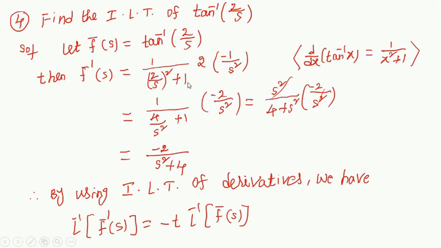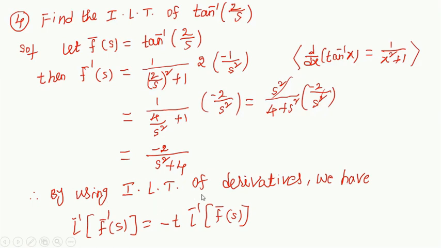So simplify this one. This is equal to 1 by (2 by s) whole square, which can be written as 4 by s square, plus 1, into minus 2 by s square. What is the LCM here? S square is the LCM. Then s square by 4 plus s square into minus 2 by s square. S square is cancelled. Then you get minus 2 by s square plus 4.